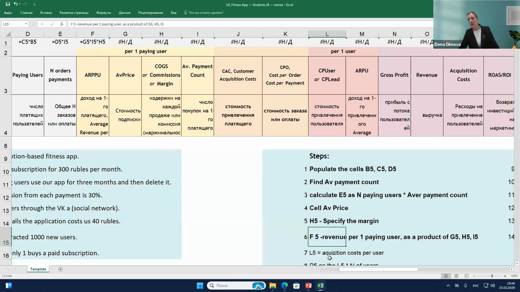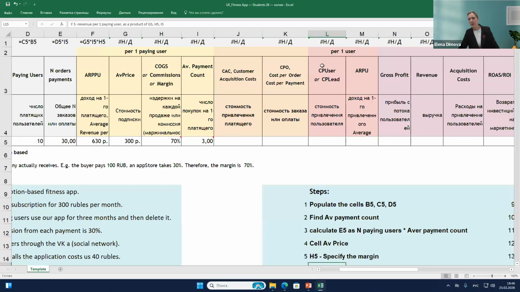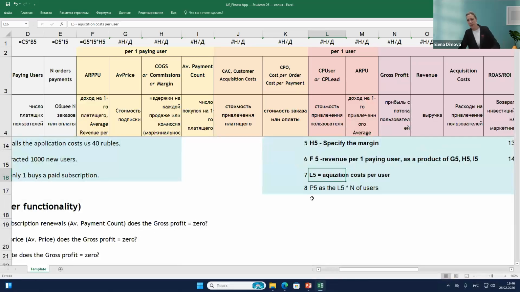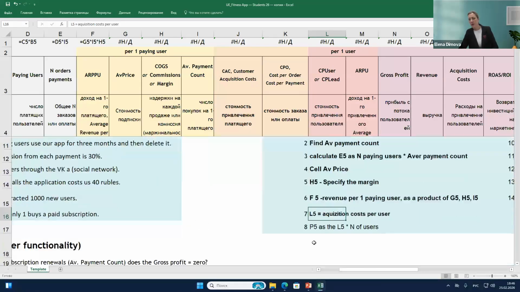Then we go to the acquisition costs per user. So L5 per user, it means the user is not a buyer. The user is just someone who was navigated to our landing page where they can download the mobile application. So according to the task, it's 40 rubles. So here we consider it like cost per click.